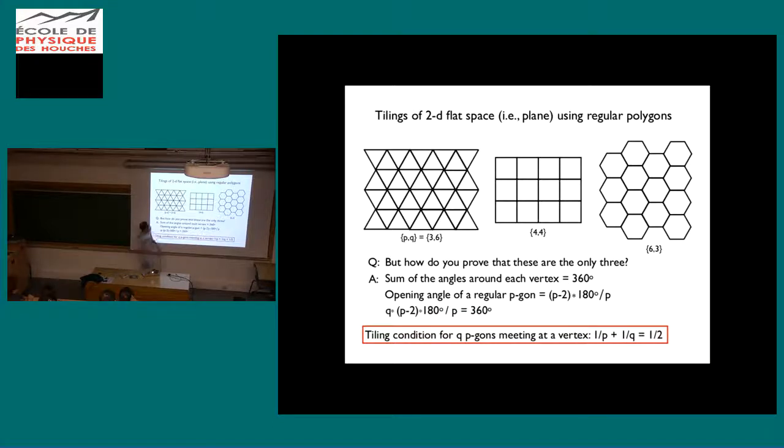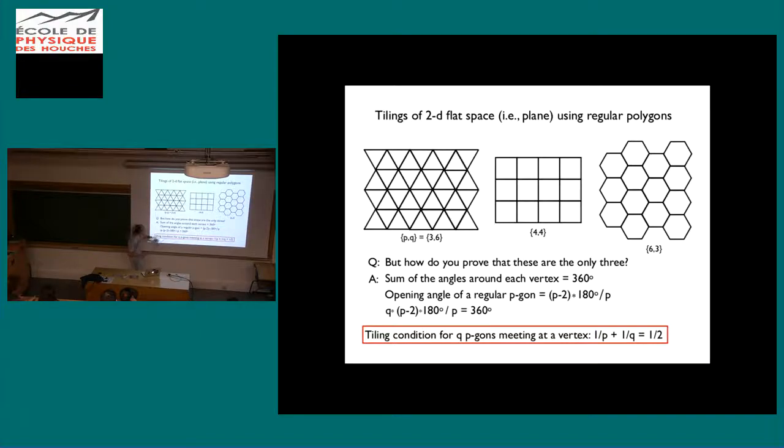Well, I know that this and your shifted version have different symmetry properties as far as wallpaper patterns, if you think of it that way. But for simplicity, so that I can continue on, we'll just consider P-sided polygons meeting Q at a vertex, and then the condition is this.